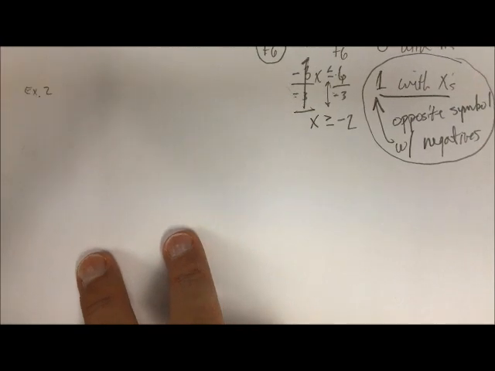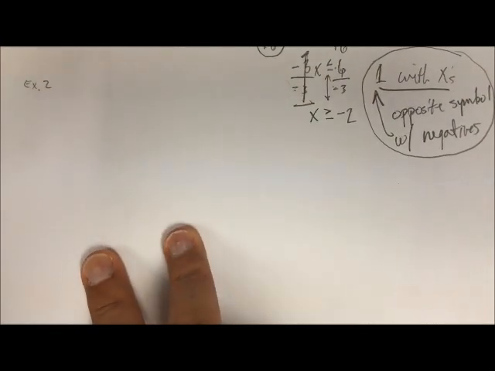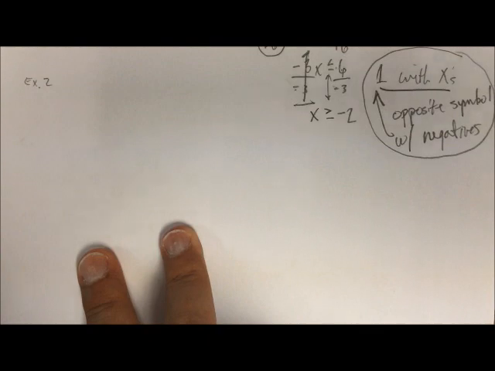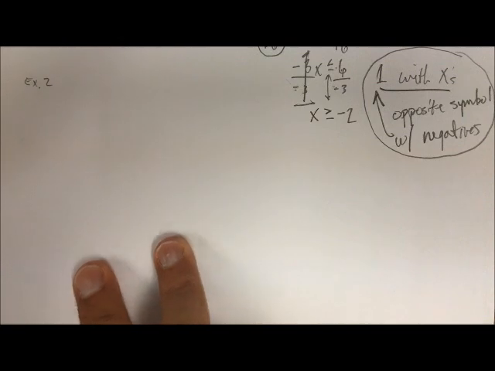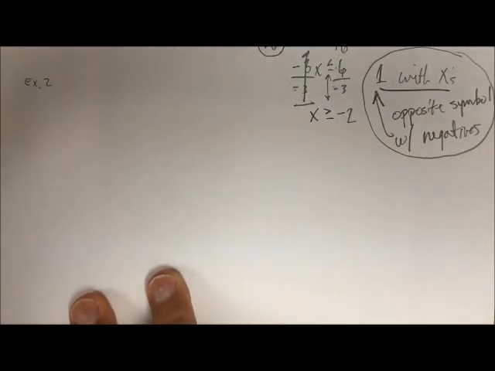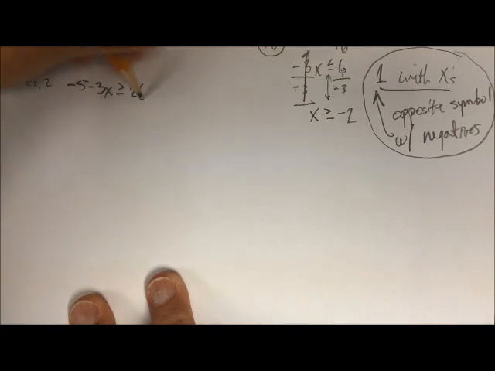Now this one's going to take a little bit more writing because some of the problems you're going to see, you're going to have to work out the problem: negative 5 minus 3x less than or equal to 2 times 10 minus 2x plus 3.